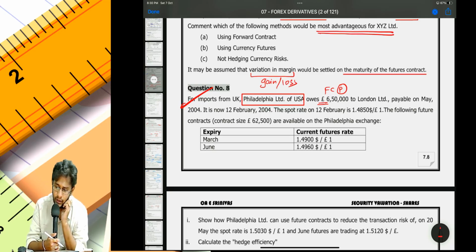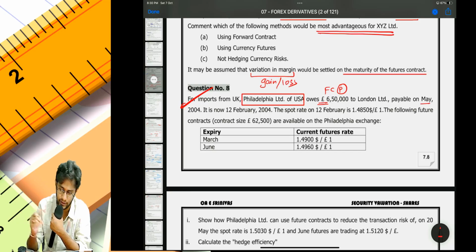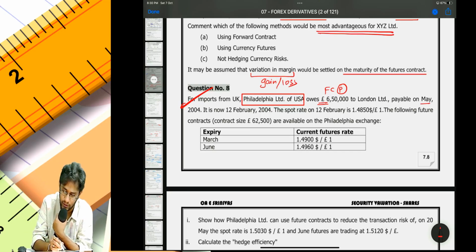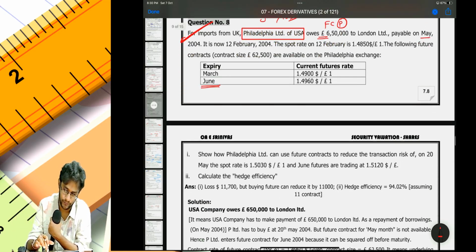Stop there. You want hedging up to what date? May ending you want hedging, sir. May 2004 means assume that May ending. March futures, if I take, that will expire in March only. So definitely that is useless for me. I have to take what? June futures, and once my hedging period is over, I have to get out of my June futures.